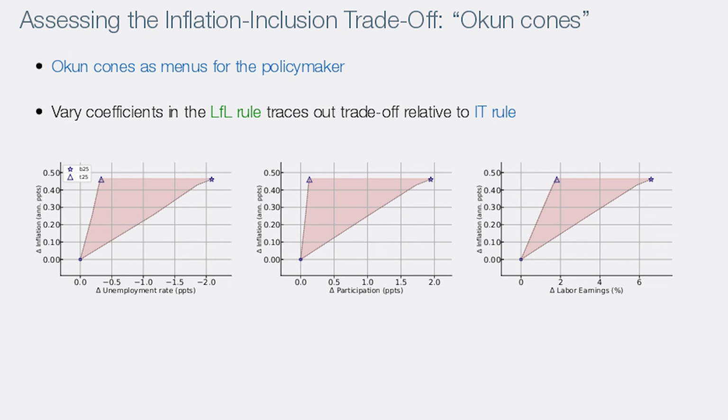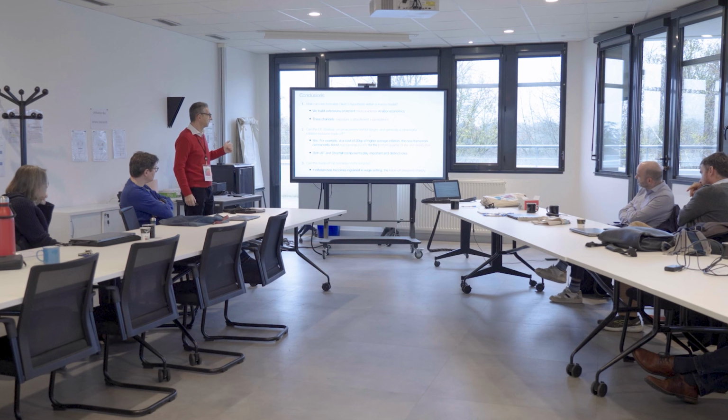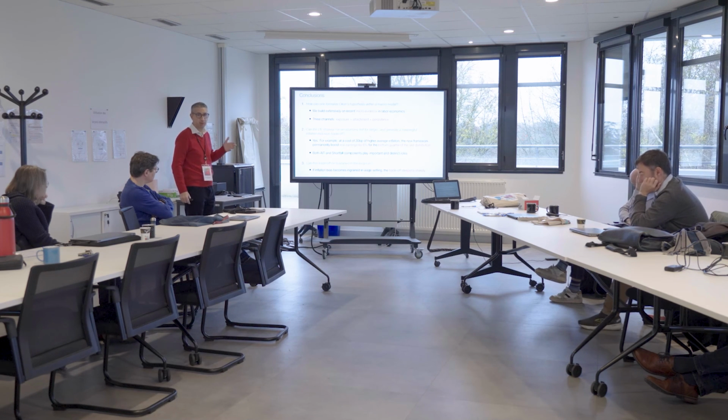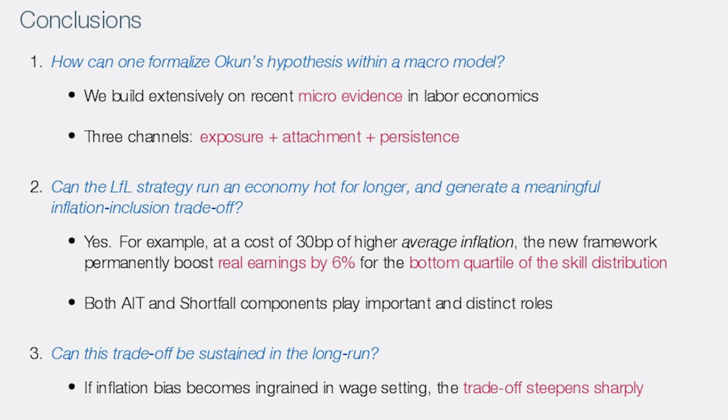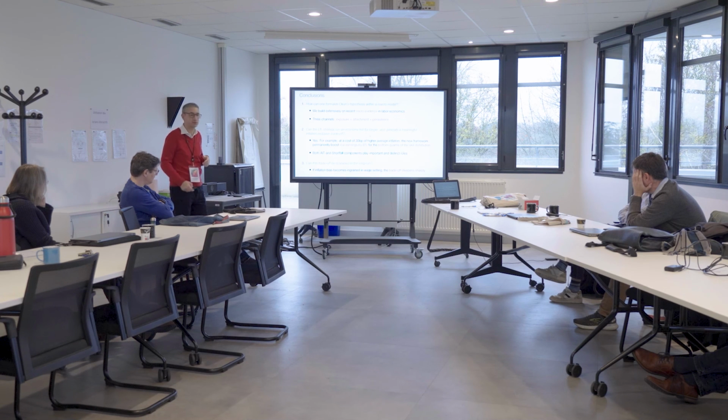Going back to the 3 questions, then I conclude. The first question we asked: how can you formalize Okun's hypothesis in a macro model? We talked about these 3 channels and how we incorporate them in the model. Can the lower for longer strategy run an economy hot for longer and generate this trade-off? Yes, and we showed you through the Okun cones what this policy can do. Can this trade-off be sustained in the long run? If inflation bias becomes fully ingrained in wage setting, then the trade-off steepens sharply and eventually disappears.